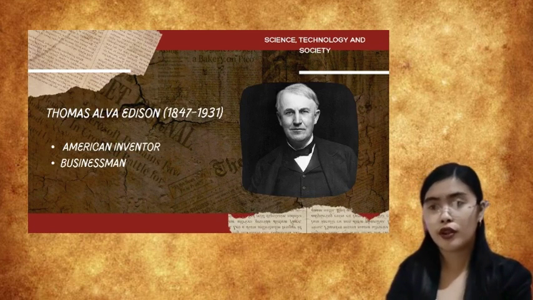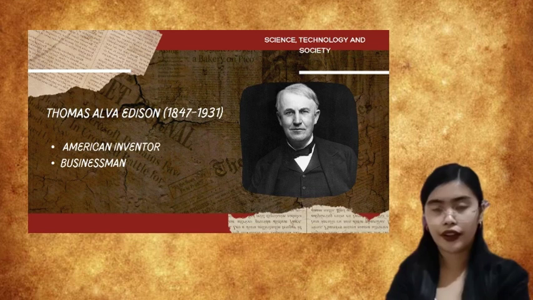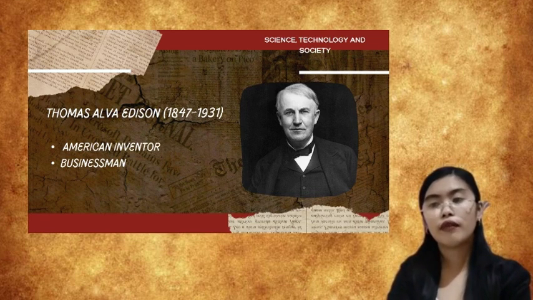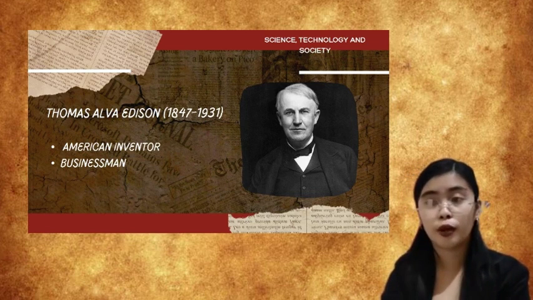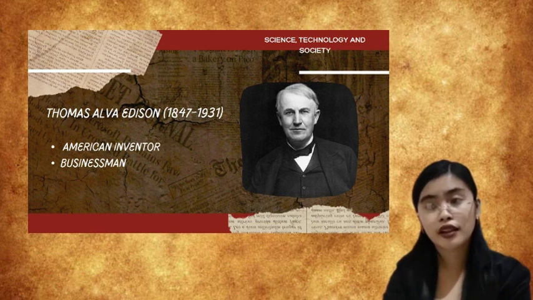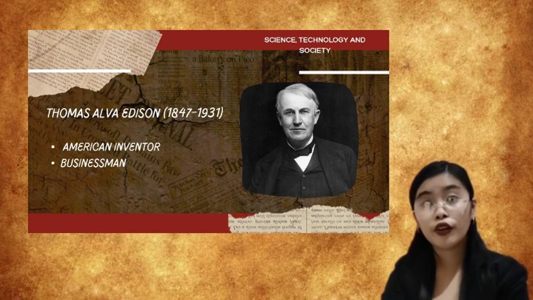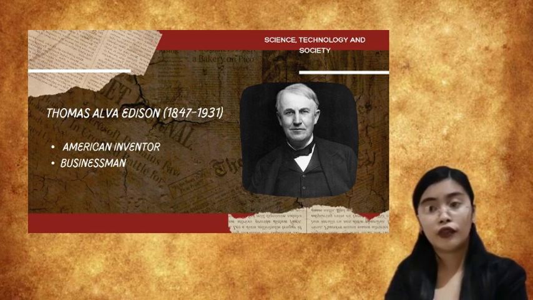Thomas Alva Edison was born on February 11, 1847 and died on October 18, 1931. He was an American inventor and a businessman. He also exerted a tremendous influence on modern life, contributing inventions such as the incandescent light bulb, the phonograph, the motion picture camera, as well as improving the telegraph and telephone.